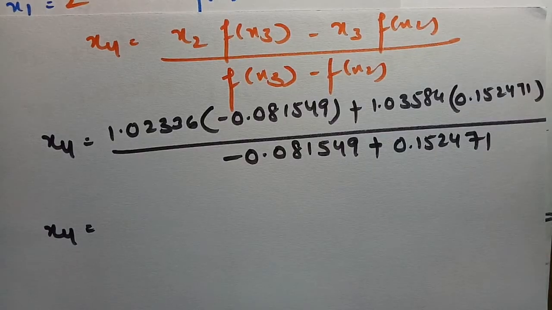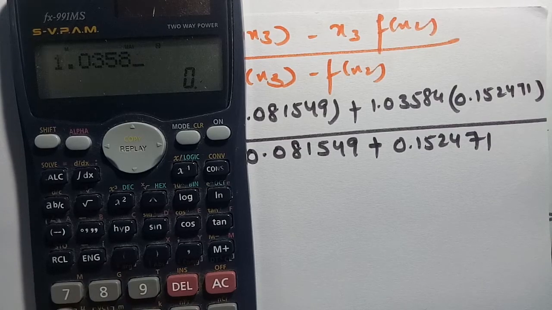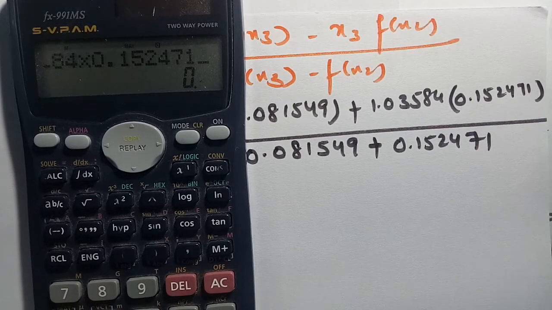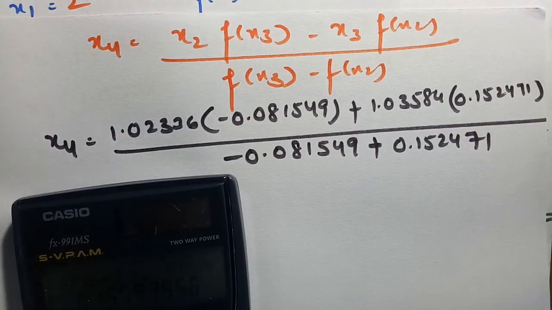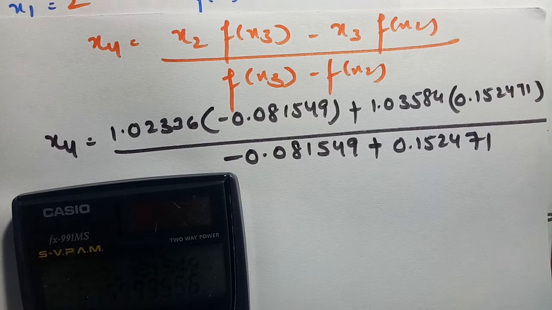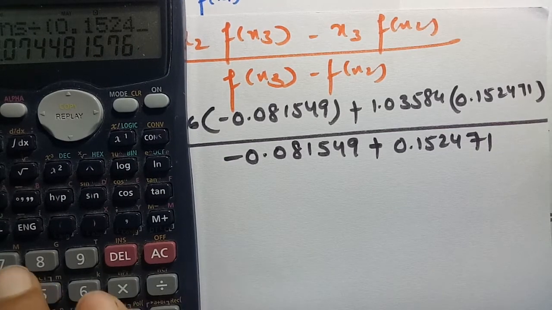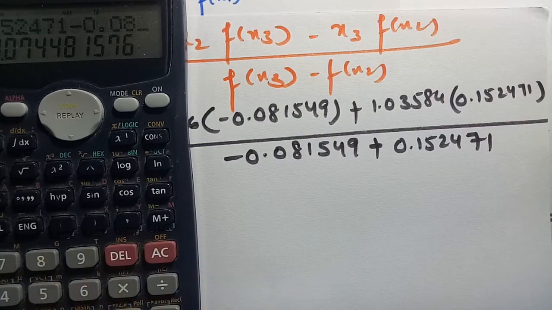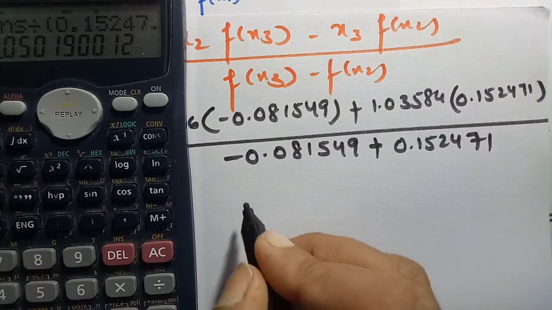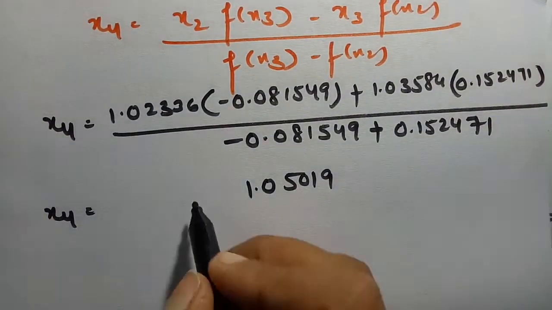So our x4 value will be, see, this is minus and this is plus, and if I multiply, that is 1.03584 into 0.152471 minus 1.02336 into 0.081549, divided by 0.152471 minus 0.081549. So the value here is 1.05019. So we got x4 value.